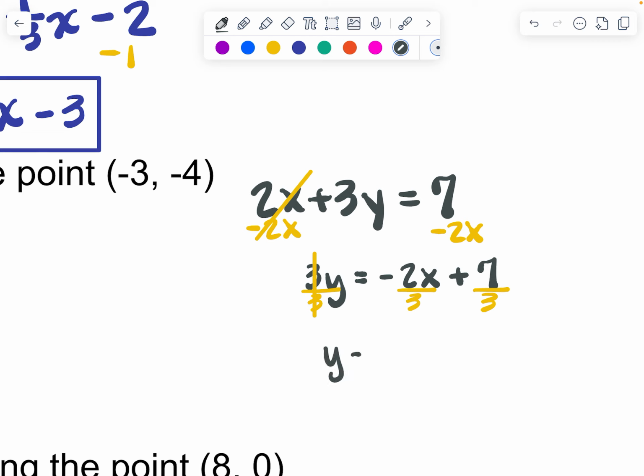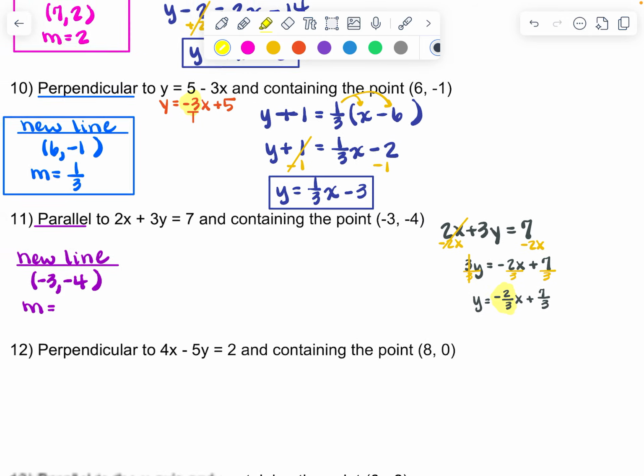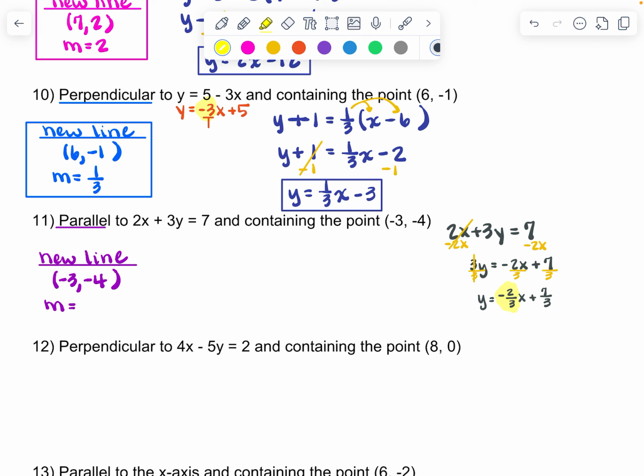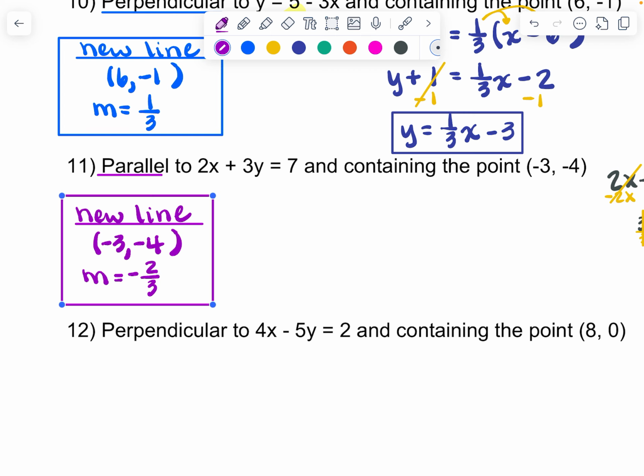So that's going to give us y equals -2/3 x, because I can't really do anything with that, and then plus 7/3. Now don't freak out with the 7/3, because I really don't care about the 7/3. My sole objective is to figure out what the slope of that given line is. So he has a slope of -2/3, but I want to be parallel to him, which means I want to have the same slope as that guy. So if his slope is -2/3, then my new line also needs to have a slope of -2/3.